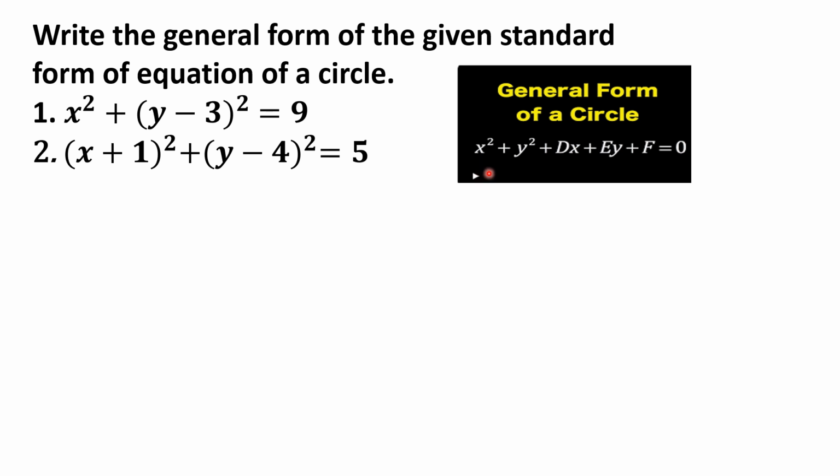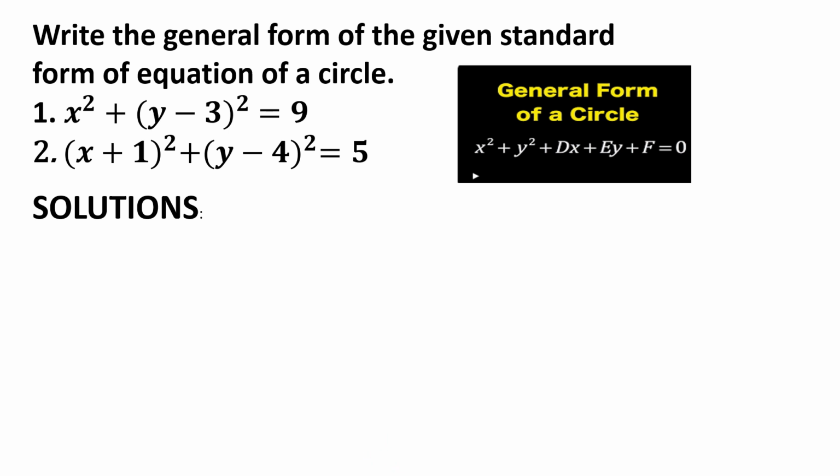This means that we are going to write the quadratic term of x, followed by the quadratic term in y, followed by the linear term of x, and then followed by the linear term of y, and then plus the constant, which is f, and should be equated to 0. So let us try to have the solution.